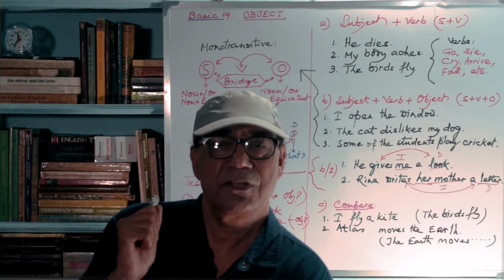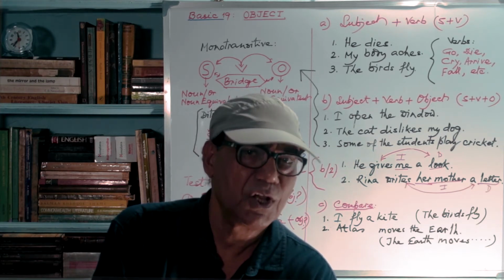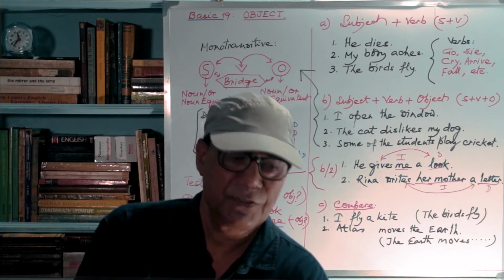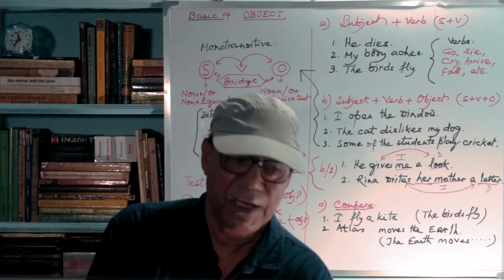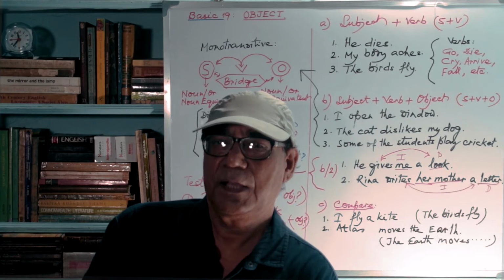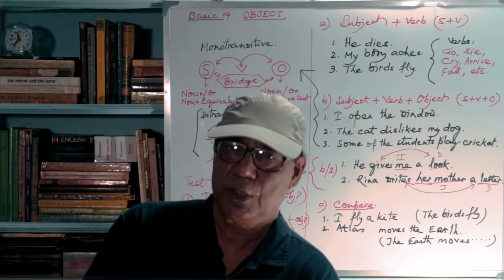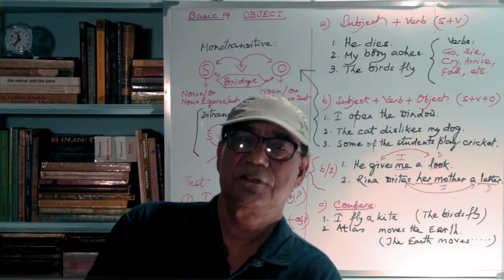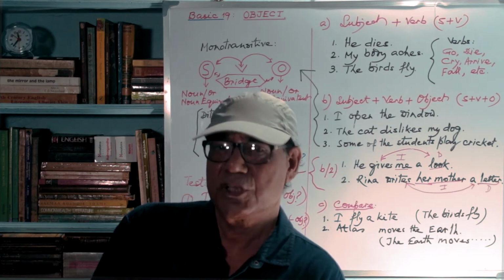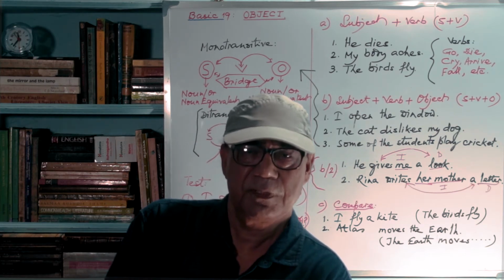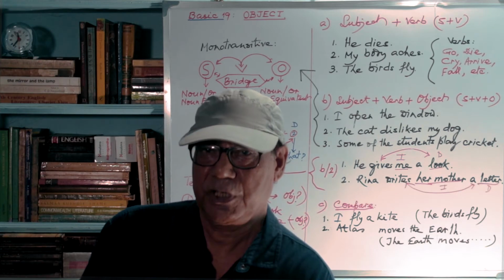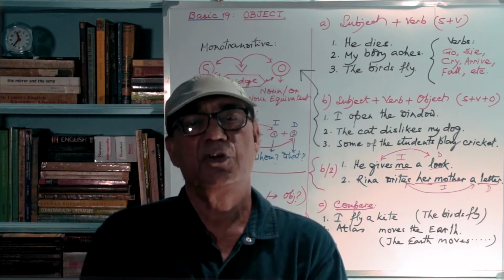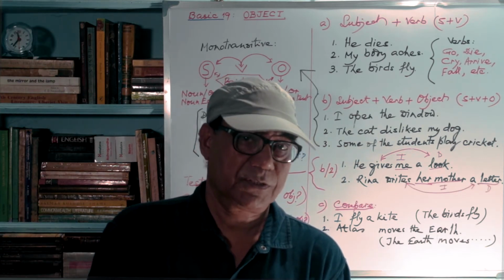Today, this is session number 19 of the basic English course. Actually, this is a continuation of the previous session, and we have been discussing transitive verb, intransitive verb, and object. Today, once again, we concentrate on the object.